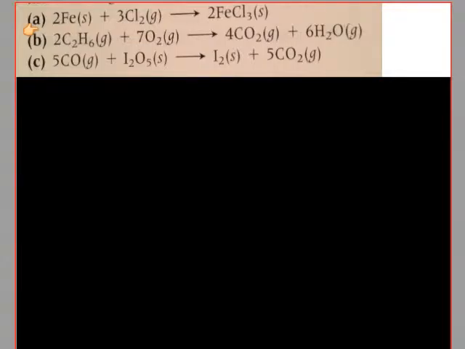Okay, let's go ahead and see what the answers are. So iron is the reducing agent, and chlorine is the oxidizing agent. C2H6 is the reducing agent, and oxygen should be the oxidizing agent. CO is the reducing agent, and I2O5 the oxidizing agent.